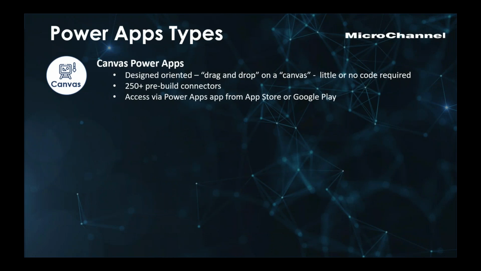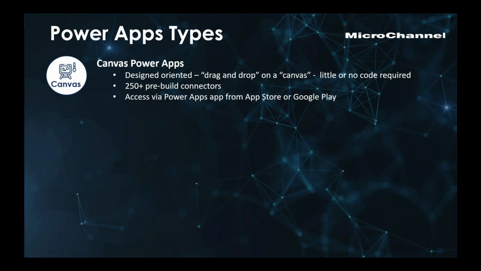If we have a look at the different types of Power Apps, the Canvas Power Apps, which we're focusing on today, are design orientated. So they're more of a drag and drop, like a canvas. So you're creating from scratch on a blank canvas, and it's up to you how that is designed. Little or no code is required, as I mentioned before. There's over 250 pre-built connectors, so I mentioned a few of those being your Twitter, your Office 365, SharePoint.